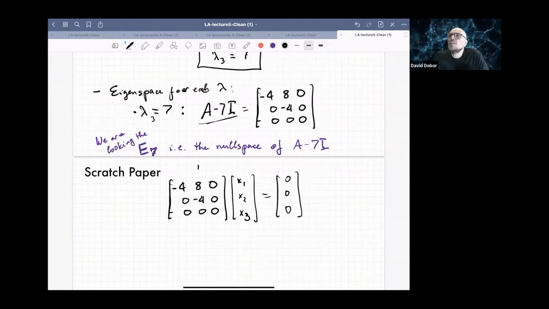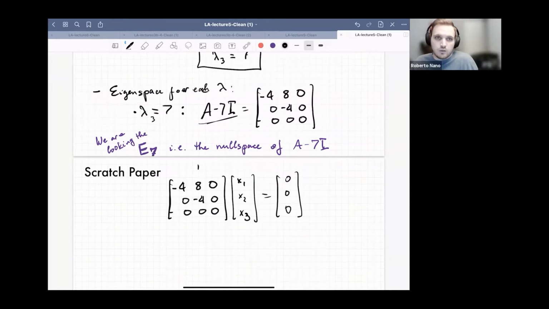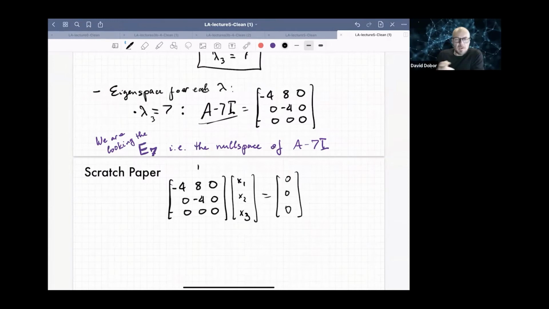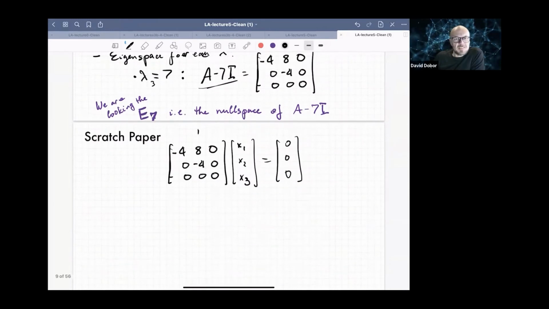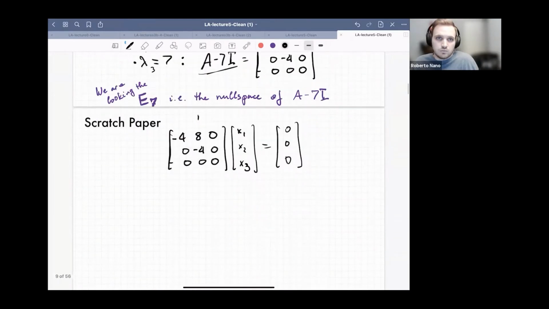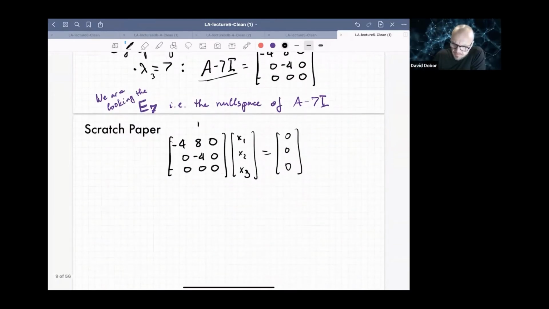Can somebody help me out with this, please? Because we have at least one free variable. Exactly, thank you. Because we have at least one free variable. By the way, how many exactly do we have here this time? X3 is the free variable. This column is free, and these guys are pivots, because I have zeros right below them.